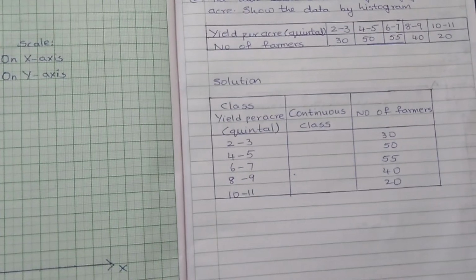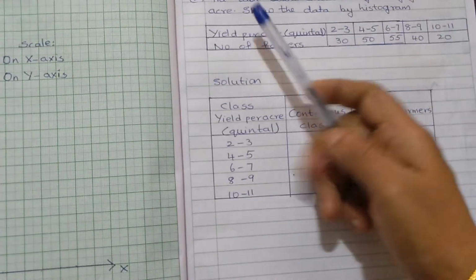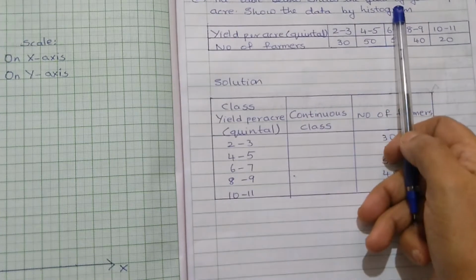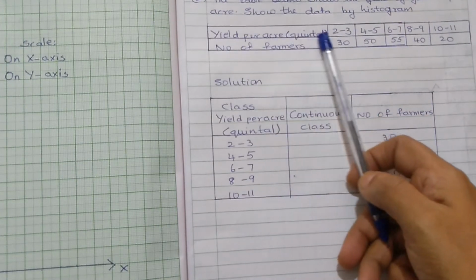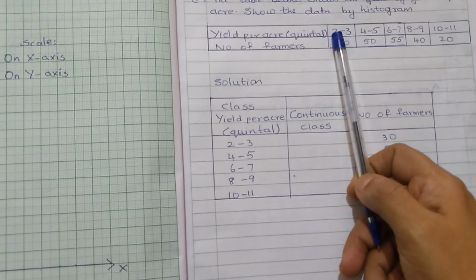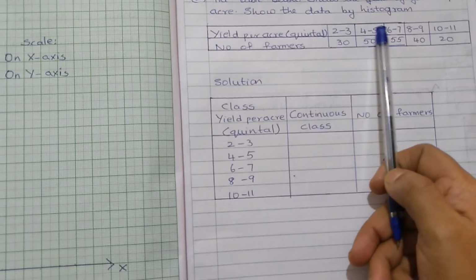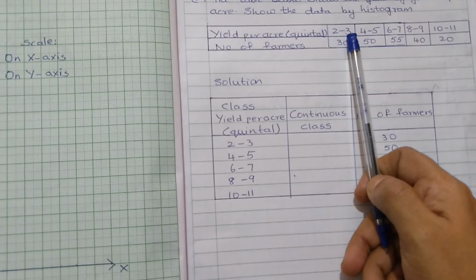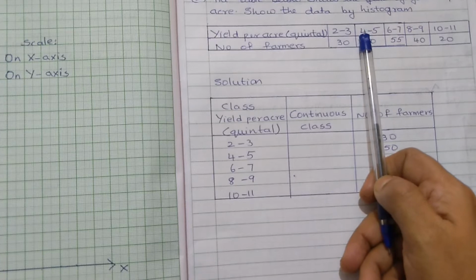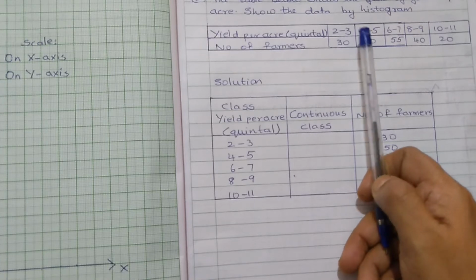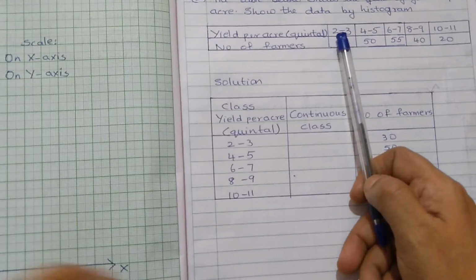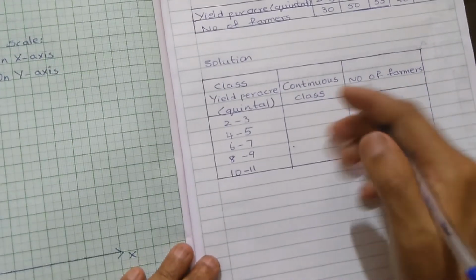Now the second sum, the table shows the yield of jowar per acre. Show the data by histogram. So yield per acre is given. If you see, it is given from 2 to 3, then 4 to 5. The last number of this class and the first number of this class are not same. It is not continuous. So first we have to make it continuous.